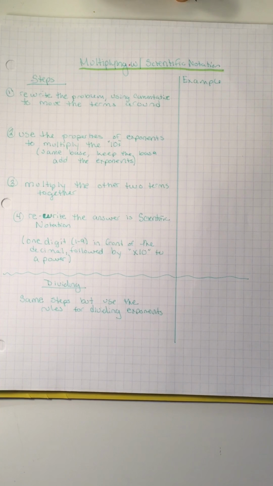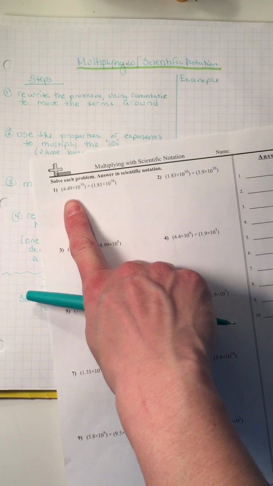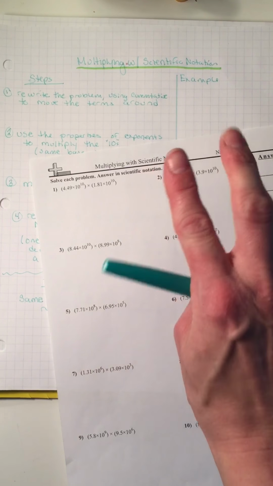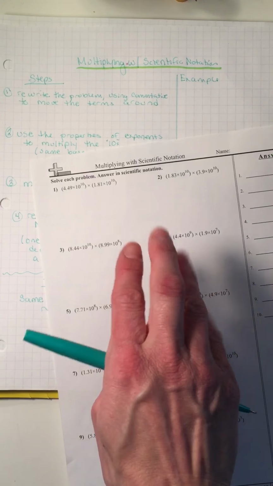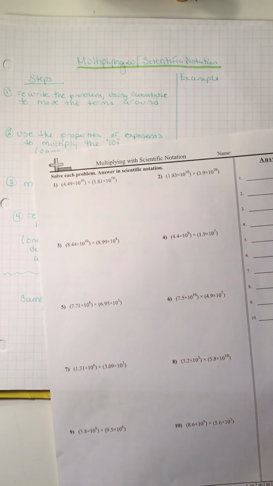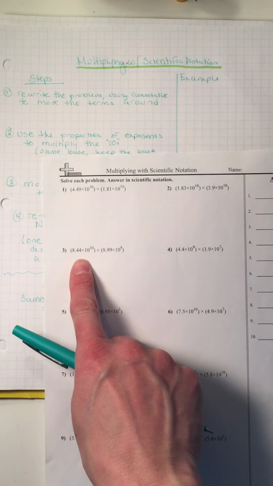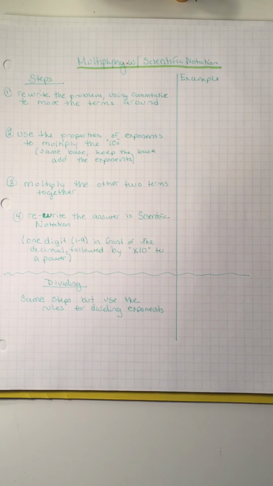All right, so in order to solve the problems on this page, we have to combine what we know about scientific notation, what we know about the rules for multiplication, and what we know about the rules for exponents. So I'm going to be using problem 3 here as an example, okay?